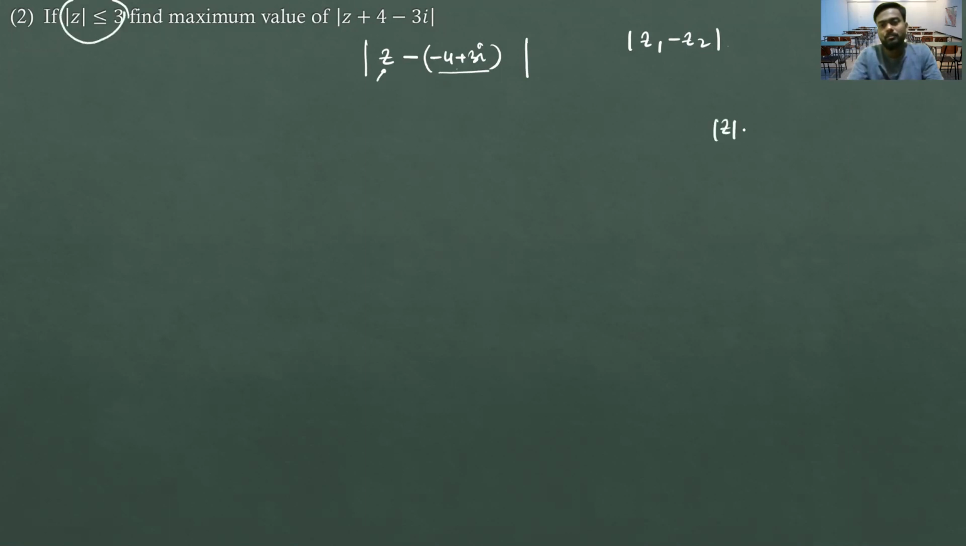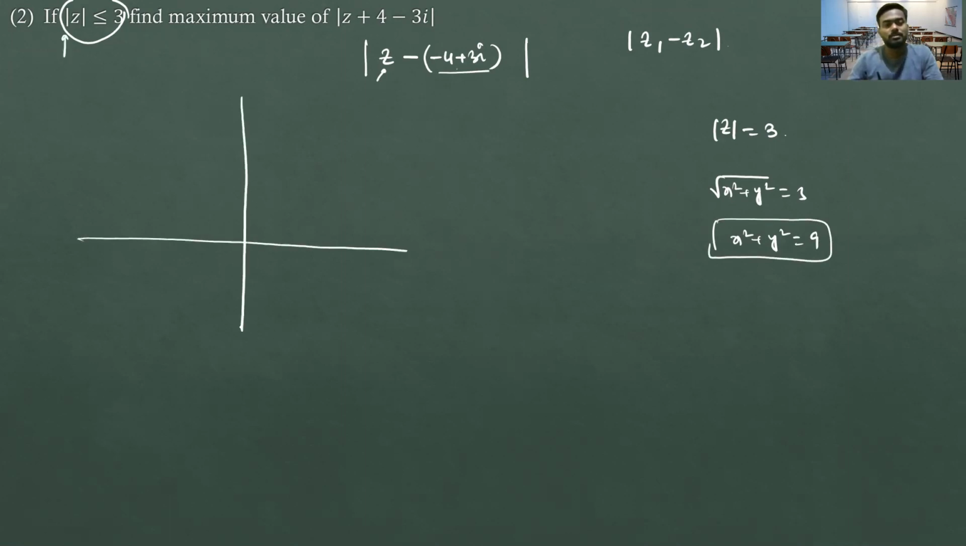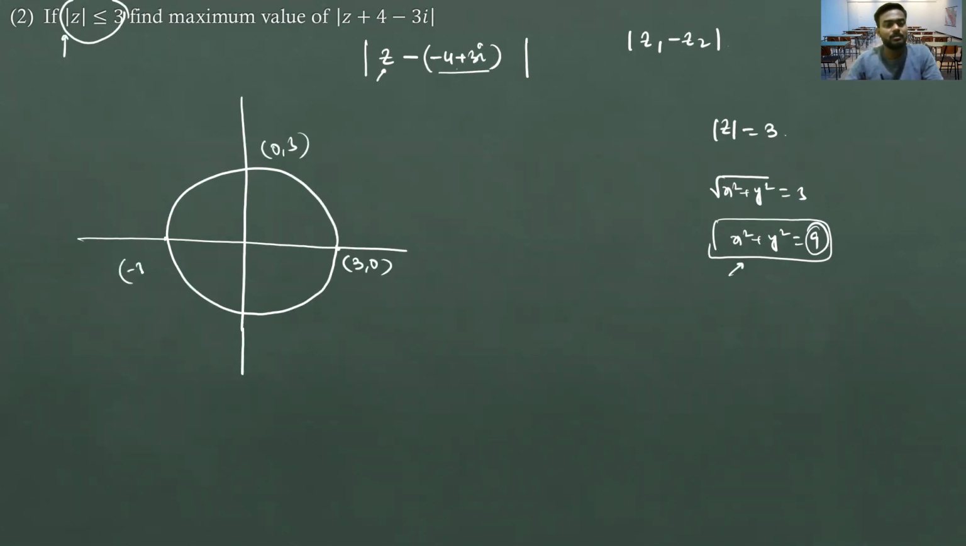If I write here modulus of z equal to 3, so modulus z will give you x square plus y square equal to 3, so this is basically x square plus y square equal to 9. What I mean to say is that this represents a circle where the center is the origin, and the radius is 3. So this will go something like this, right? This point is 3 comma 0, this will be 0 comma 3, and the same thing, minus 3 comma 0 and all. This is basically 0 comma 0.